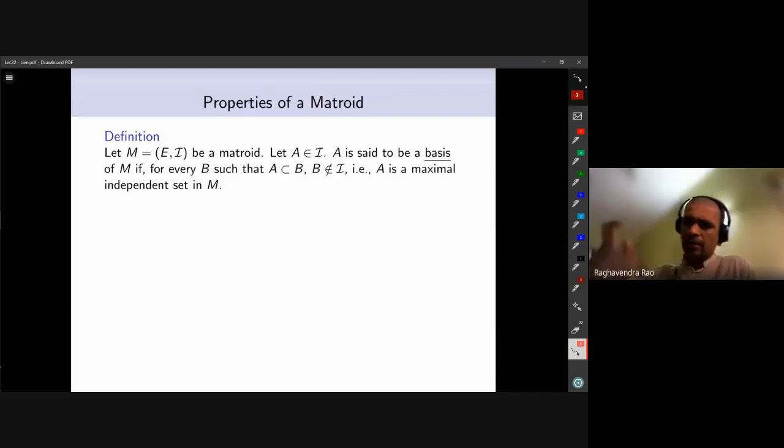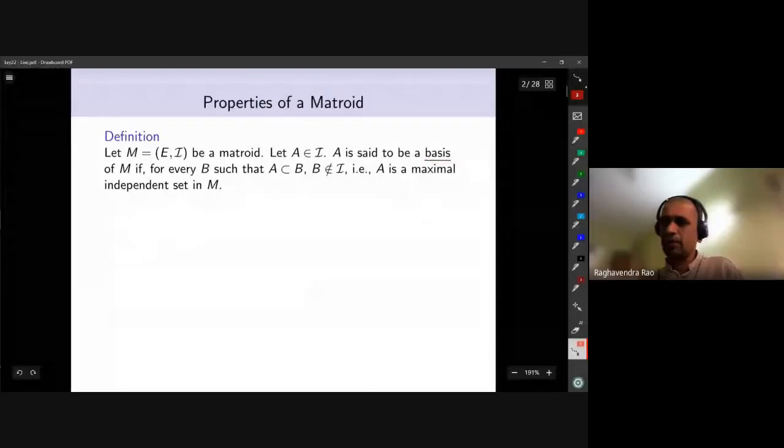So suppose M is a matroid with E as a ground set and I as a collection of independent sets. Now a basis is a maximal independent set, that is a set which is independent such that no superset of it is independent. So A is a basis if for any B such that A is properly contained in B, B is not independent. So we use the word basis, or basis of a matroid, for maximal independent sets of a matroid.